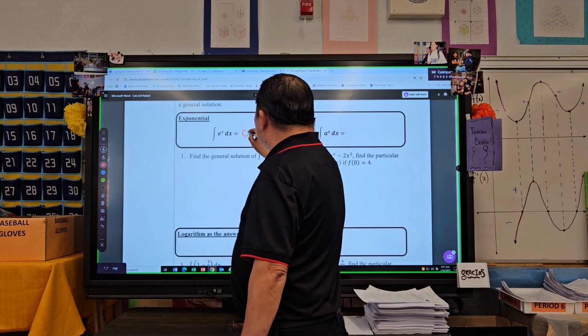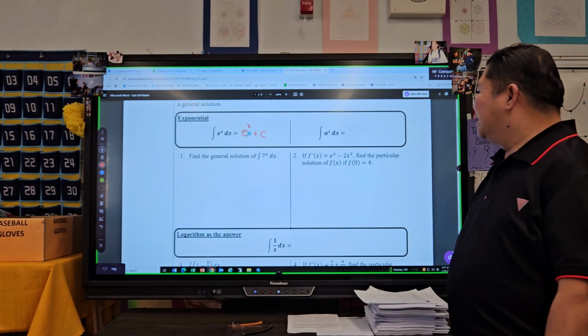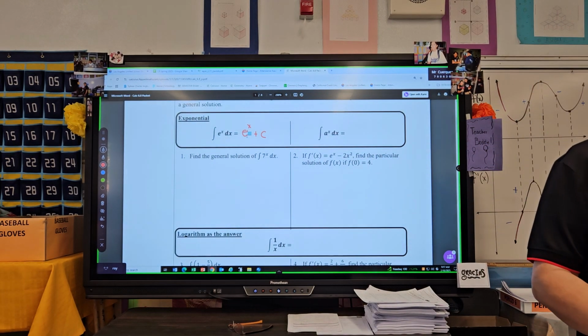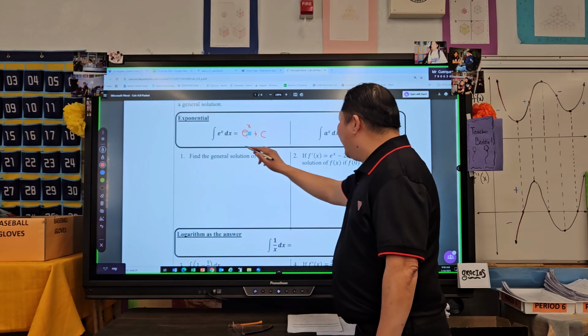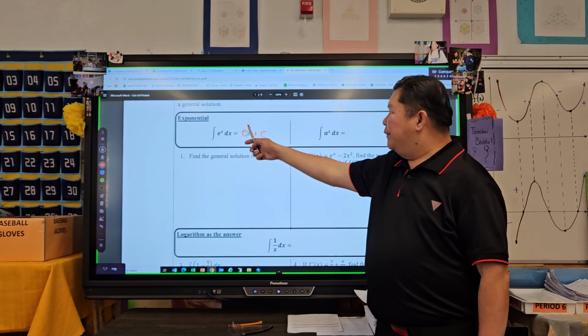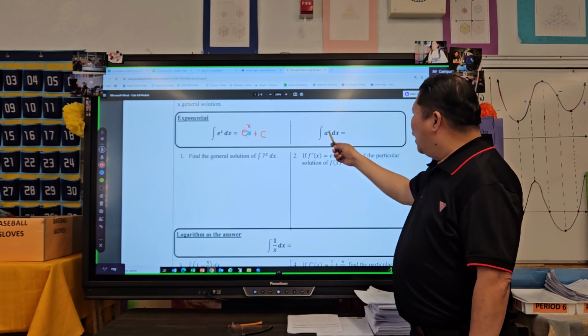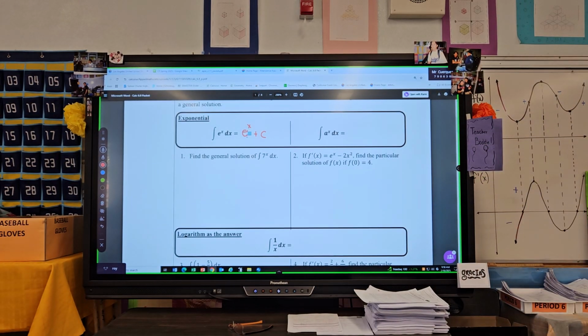So e to the power of x plus a constant. Any question? That's for exponential. Now, what is the difference between e to the power of x and a to the power of x? To identify this one, this is exponential while this one is logarithm. Okay, guys? The a to the power of x is logarithm. E to the power of x is exponential.